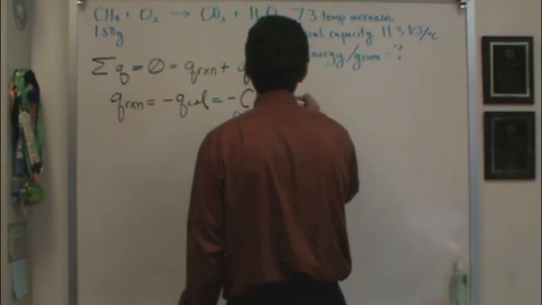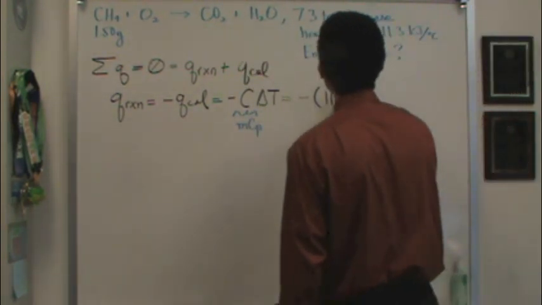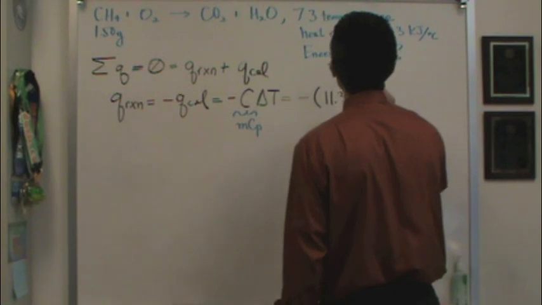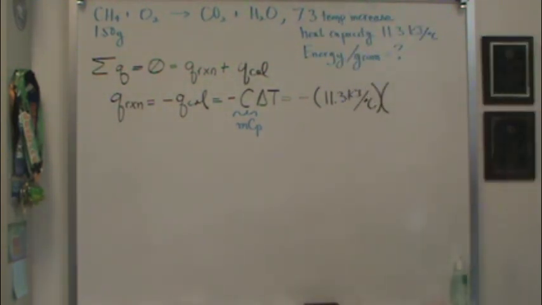Then what do you do? Well, we know all these numbers. C is given. It's 11.3 kilojoules per degree Celsius. ΔT is also given. It's 7.3.